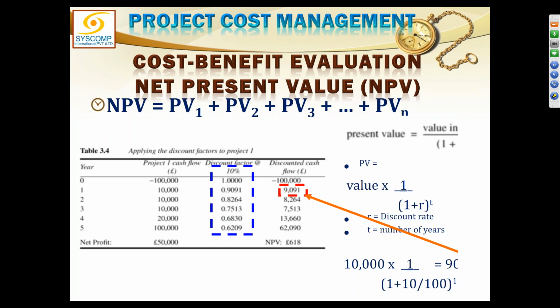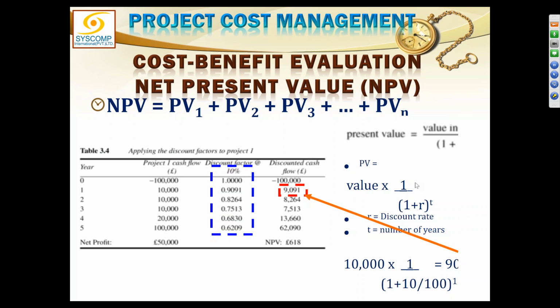I got it now, sir. Okay, I was talking about this project one. In project one, I invested 100,000 rupees today, so this is already present value. But the 10,000 rupees, which is going to be the revenue after 1 year, is not in my hand right now. There is a promise that I will have this 10,000 after 1 year. Can we know what is the worth of those 10,000 rupees today?